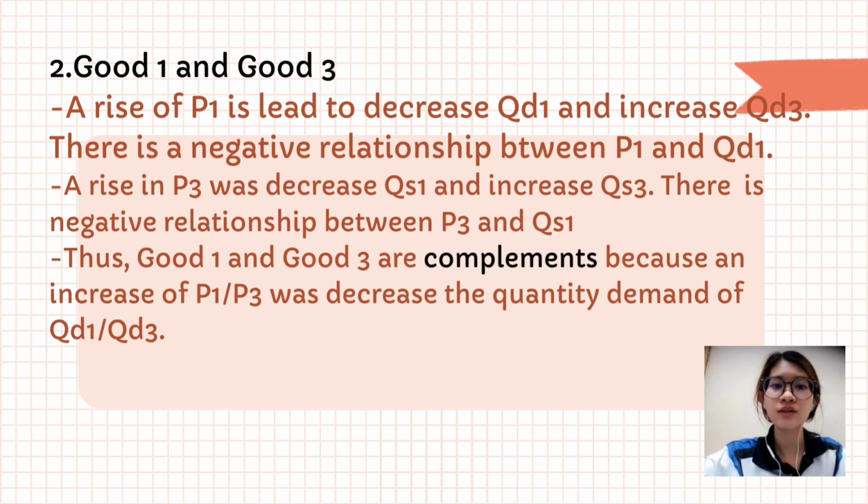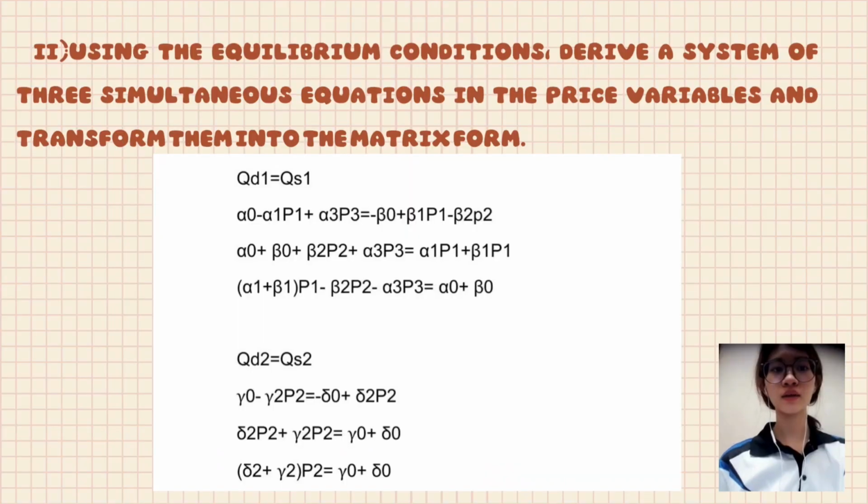So, the relationship between good 1 and good 3 are complements. We derive the equations using the equilibrium conditions. We left a system of three simultaneous equations in the price variables and transform them into matrix form. So the good 1 equilibrium is quantity demand 1 equals quantity supply 1, and then we got alpha 1 plus beta 1 P1 minus beta 2 P2 minus alpha 3 P3 equals alpha 0 plus beta 0.